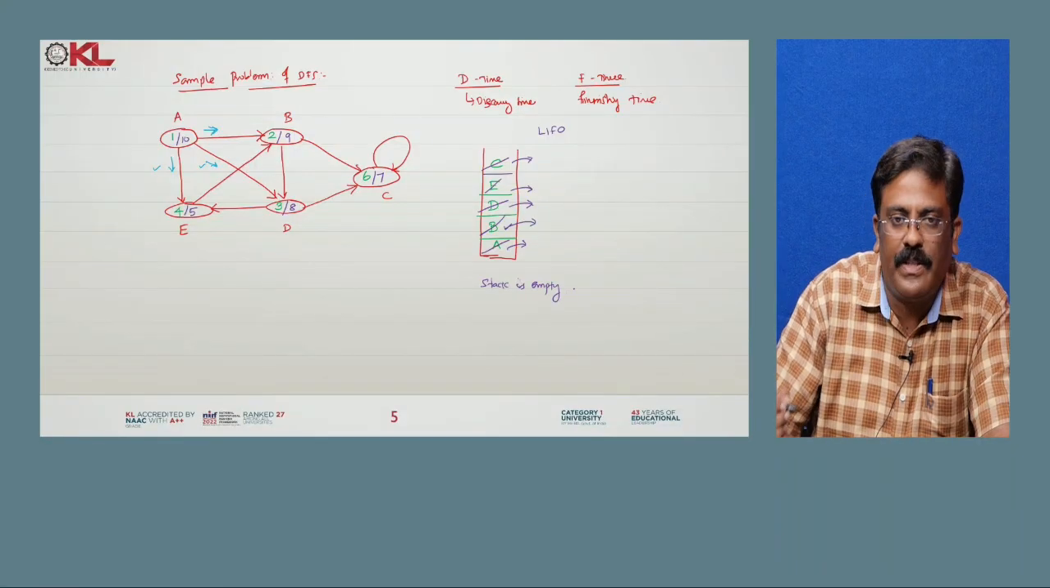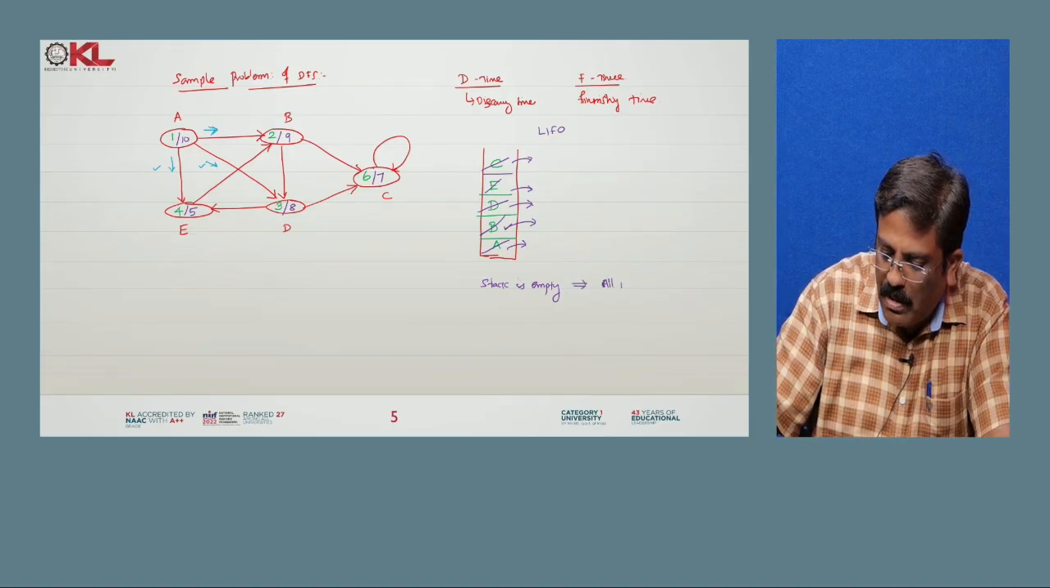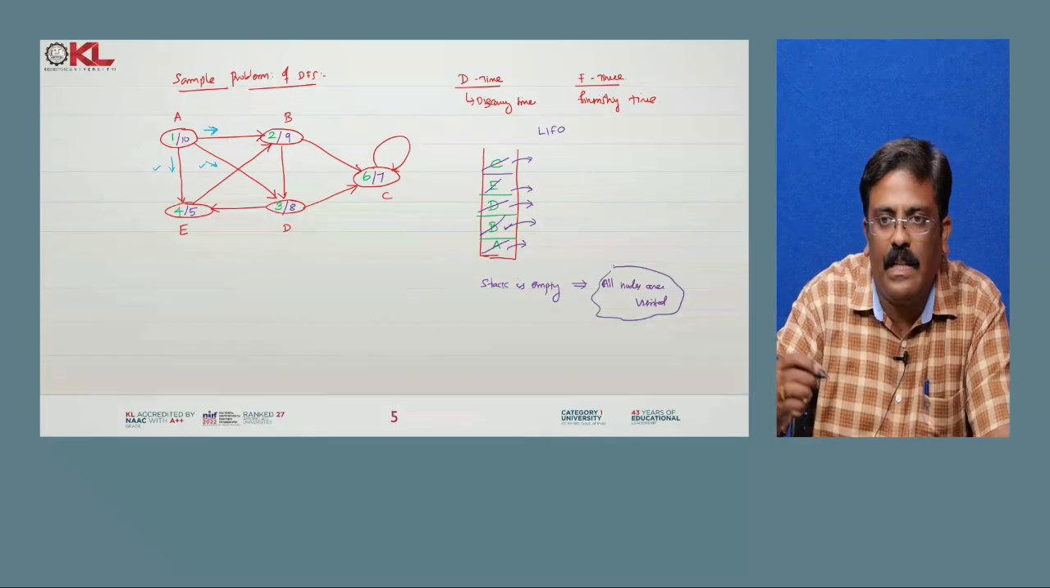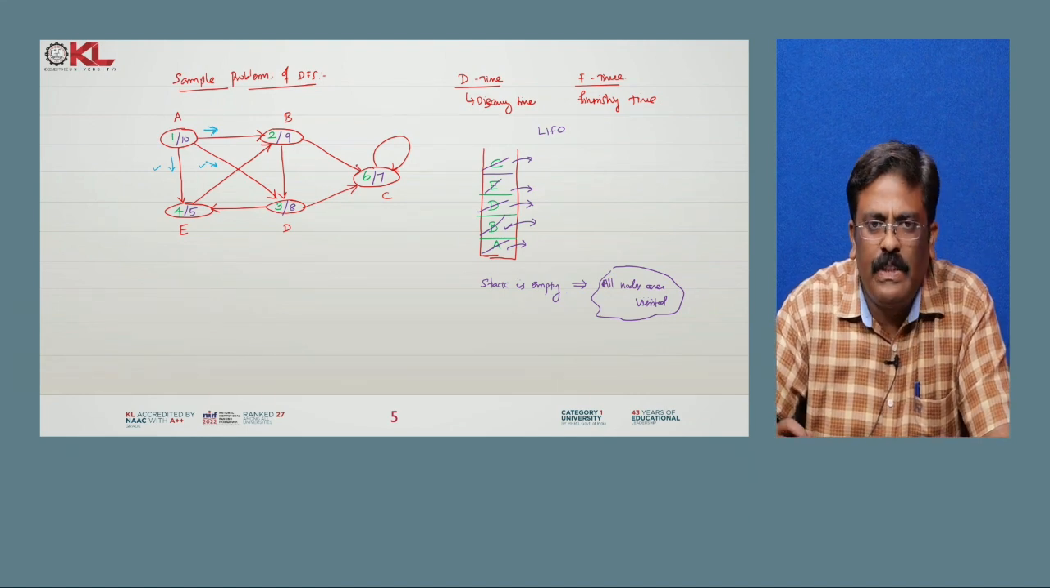So what is the meaning of the stack becoming empty? When the stack becomes empty, it indicates that we have visited all the nodes. All nodes are visited. That is the output of this particular DFS. So this is what the DFS says.